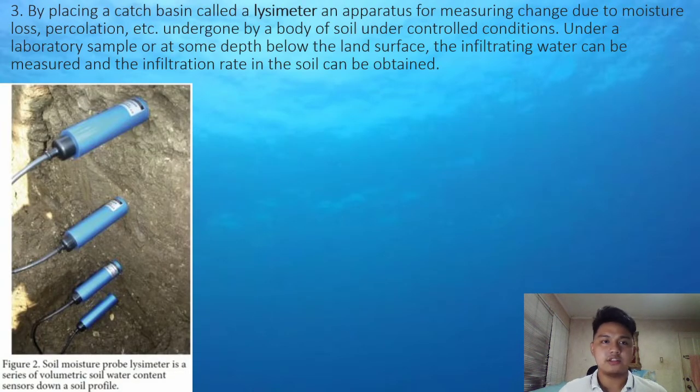Another is by placing a catch basin called a lysimeter, an apparatus for measuring change due to moisture loss, percolation, etc., undergone by a body of soil under controlled conditions. Under a laboratory sample or at some depth below the land surface, the infiltrating water can be measured and the infiltration rate in the soil can be obtained. Here we have a picture of a lysimeter.